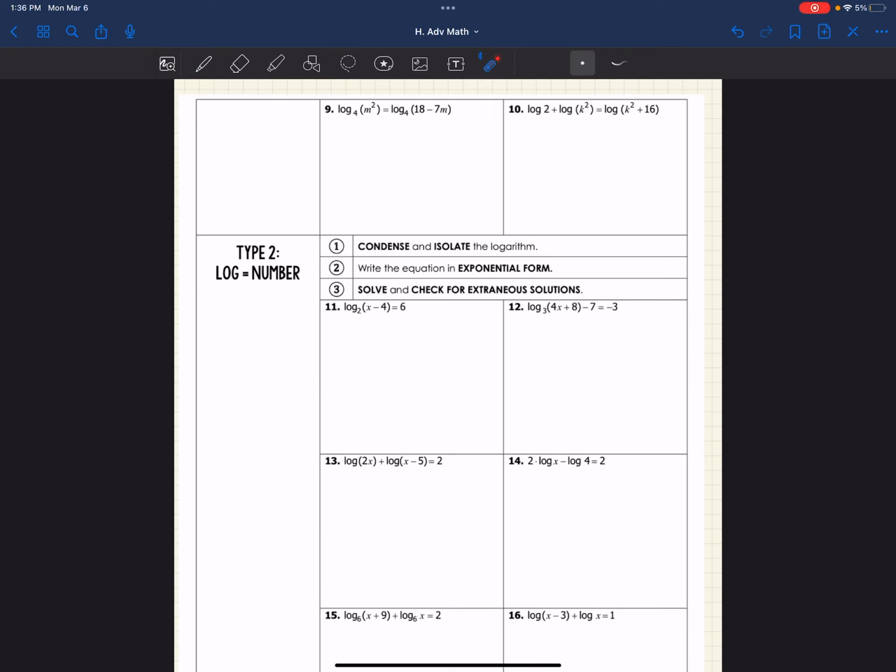So what does that mean? Again, you're going to condense them. If you notice that there are some properties that you can use to write this as a single log, you're going to go ahead and do that. And isolate it, meaning get it on one side of the equal sign. And then you're going to write the log in exponential form. Knowing how to convert from log to exponential form is what we did on that first day. And then again, you're just going to solve and check your solutions.